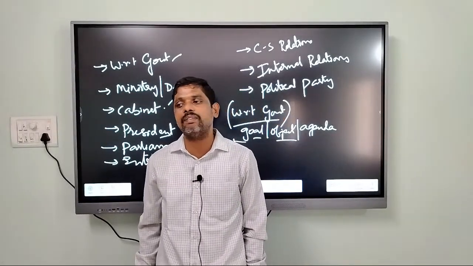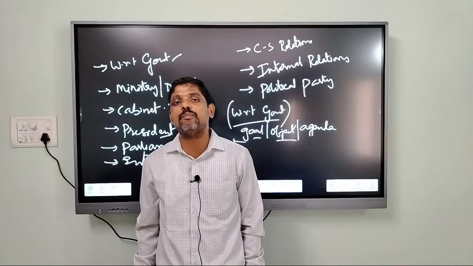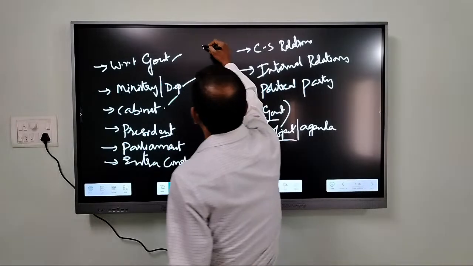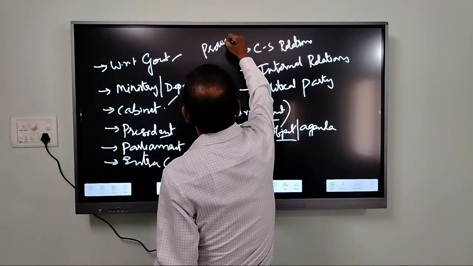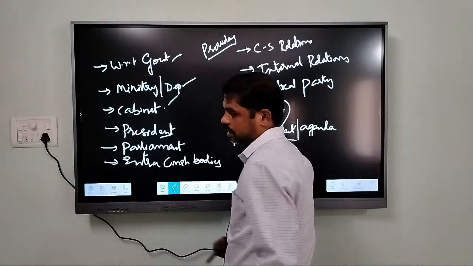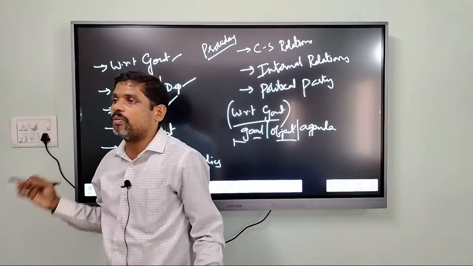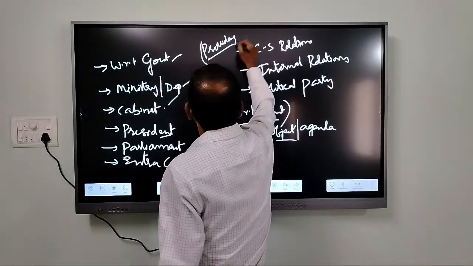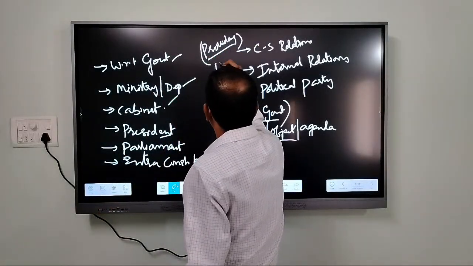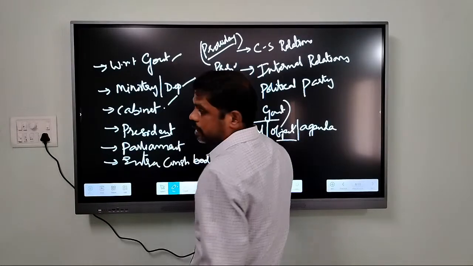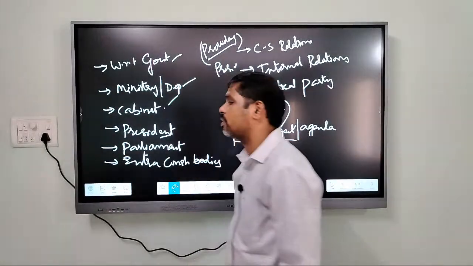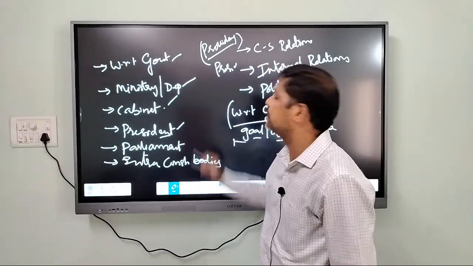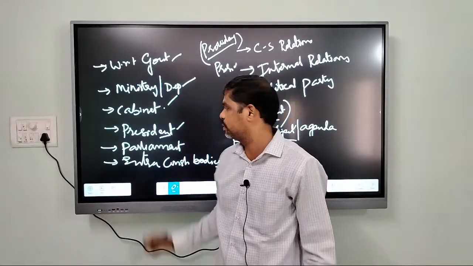Similarly, according to Article 78, it is the duty of the Prime Minister to provide all the necessary information to the President of India whenever required on any matter. So these are the constitutional obligations with respect to the President. So providing of information, right?